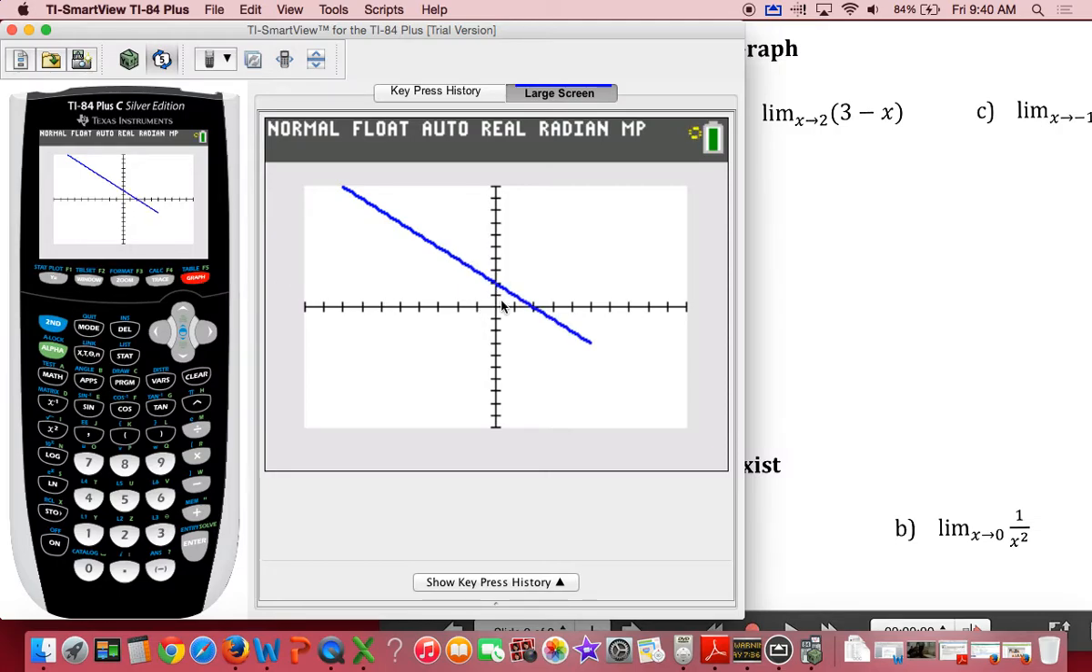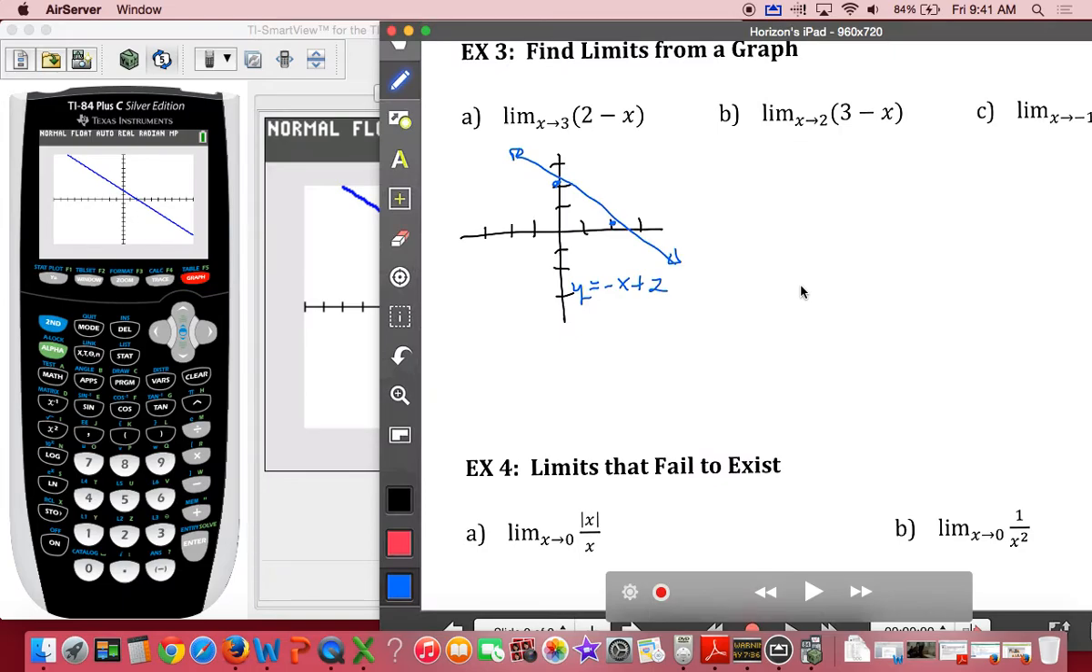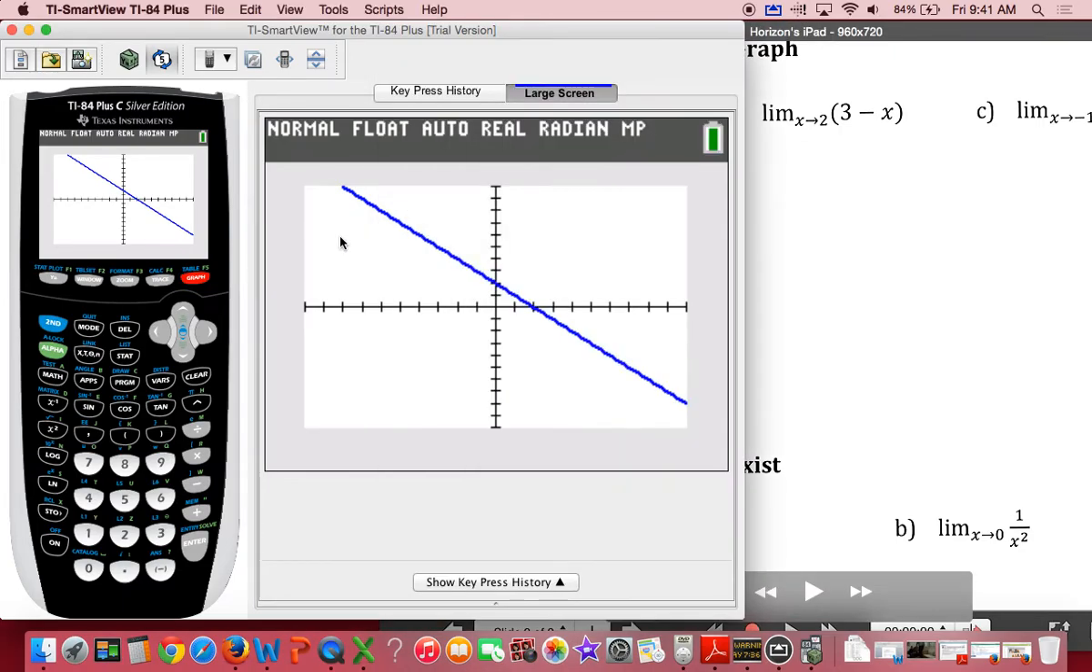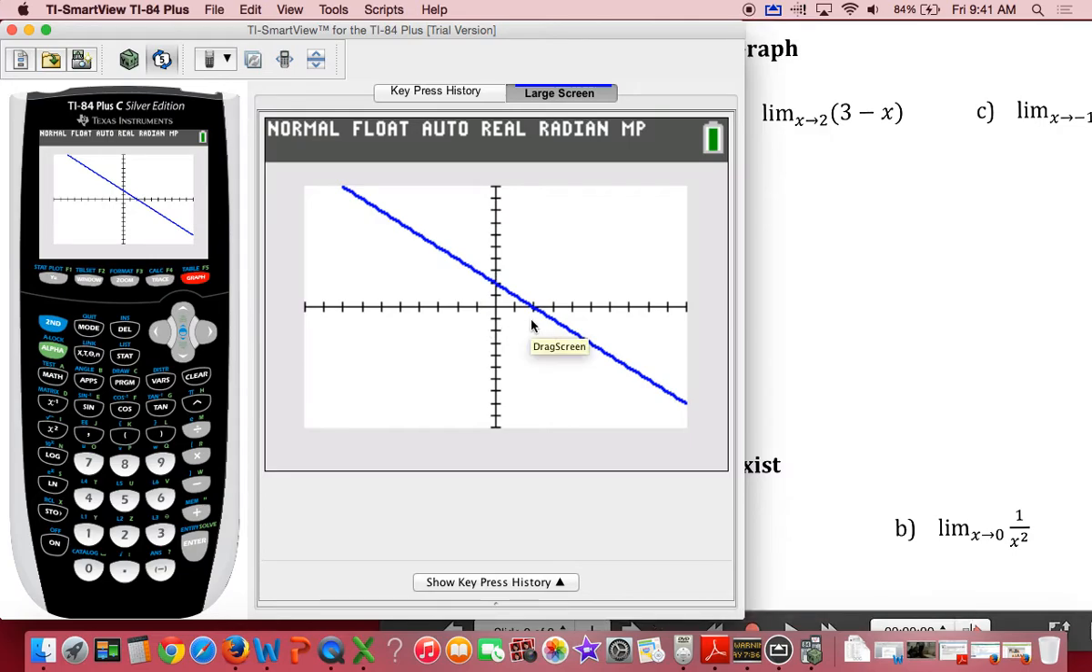So you want to pay attention to where it's crossing the x and the y axis, because that's what I'm going to be checking. I wish I could put a straight line on here, but I can't, so I'll do my best. So that's the graph of y equals negative x plus 2, but we're going to use the calculator one because it's so much prettier. So what number are we approaching?